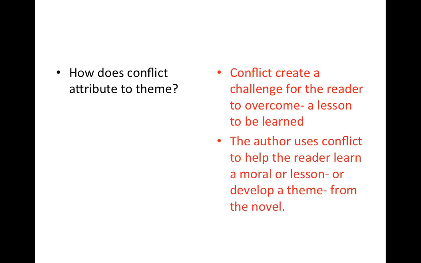So how does conflict attribute to theme? Like I said, it creates questions and challenges for the reader, and that is pretty much how we understand theme. Conflict creates a challenge for the reader to overcome, therefore equaling a lesson to be learned. The author uses conflict to help the reader learn a moral lesson or a theme from the novel. When we think about how we can understand theme, we think about what the character has to overcome, what the character has learned, and what the author wants us to learn from their experiences. Therefore, we look at conflict to help us understand the theme of the novel.